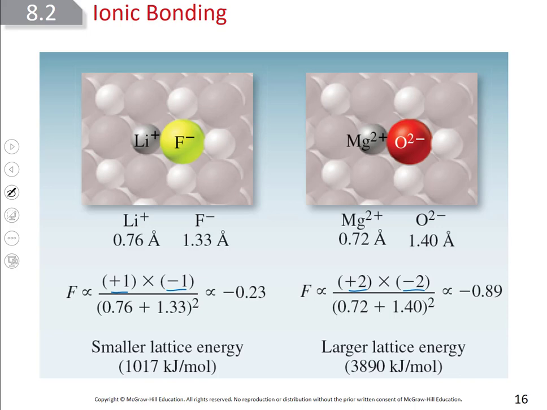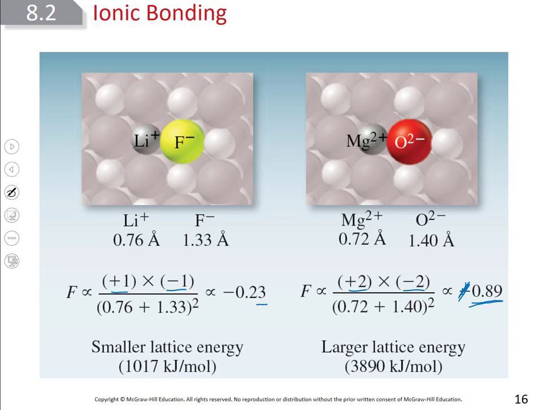Which one will give us a larger magnitude of force? Magnesium oxide or lithium fluoride? Magnesium oxide gives us a larger magnitude of force. Now, I'm saying magnitude because you're always going to end up with the negative, but we don't really care about that. We're just looking at the magnitude. It'll always give you a negative because you're always going to have a negative ion on top. So the magnitude of force is greater. What does that mean about the lattice energy? If my force is greater, will my lattice energy be greater or smaller?